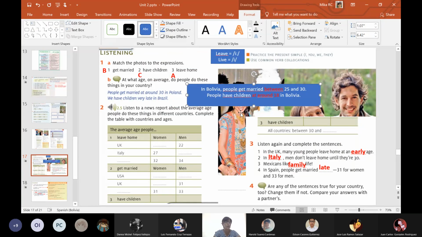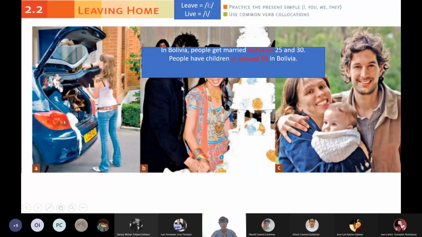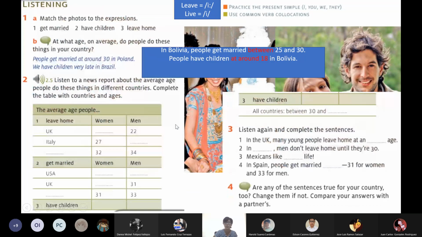So this is gonna be your homework, yeah? I want you to tell me about get married, have children, and leave home. What about leave home in Bolivia? Do people leave home or not? What age do people leave home? ¿En qué edad nos vamos de nuestras casas aquí en Bolivia? Or we never leave home? What happened here in Bolivia?